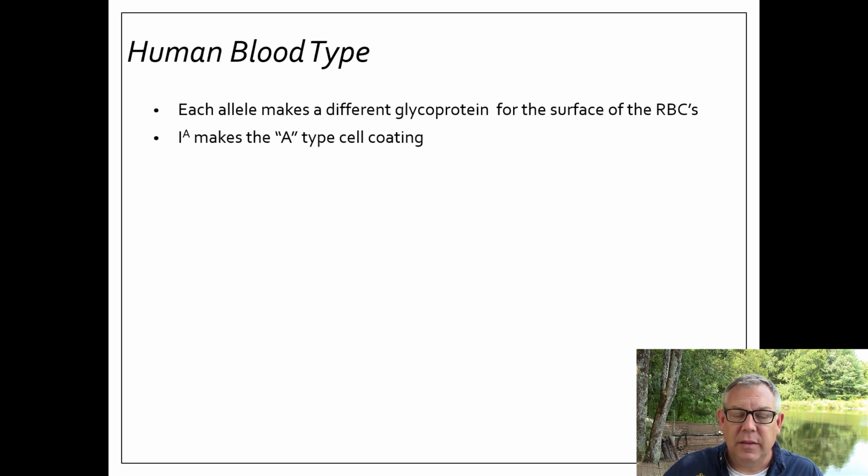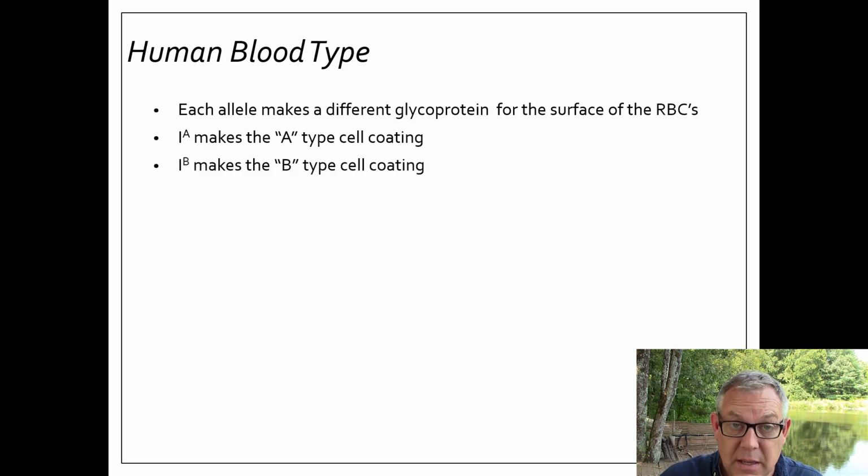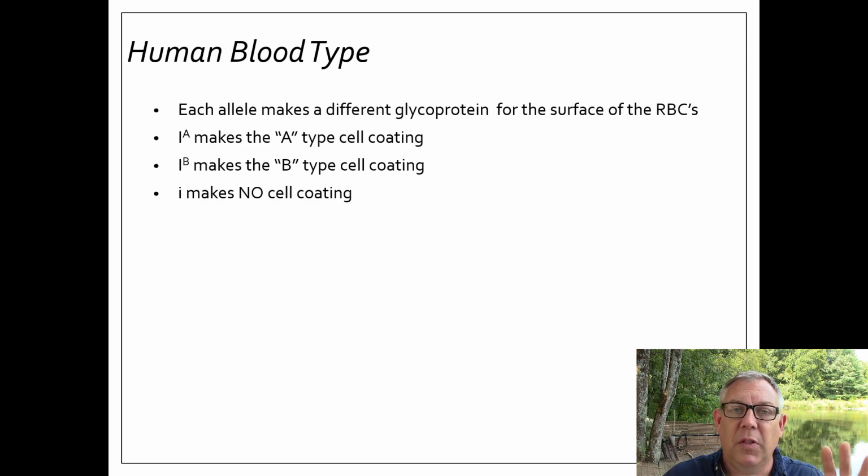And so the A allele, so it's uppercase I with an A subscript, makes the A-type cell coding. The B allele makes the B-type cell coding. And these, again, are proteins, but they have a slightly different shape. The lowercase i allele makes no cell coding. So that's a gene, it's a form of this blood type gene, but it's mutated in such a way that it does not produce any protein, or it doesn't produce a functioning protein.